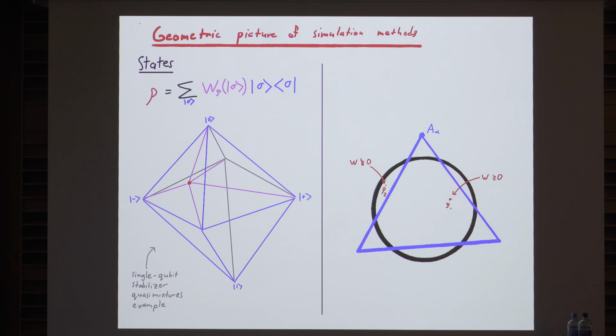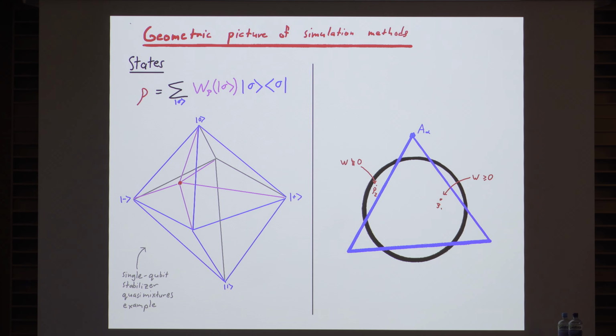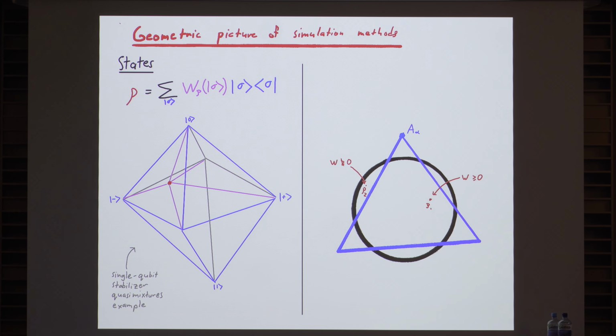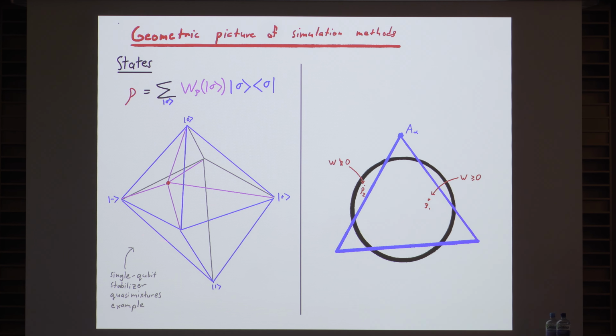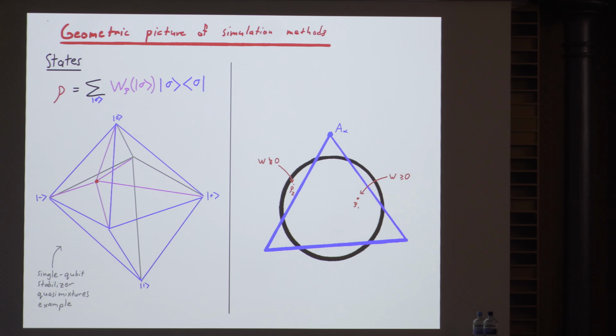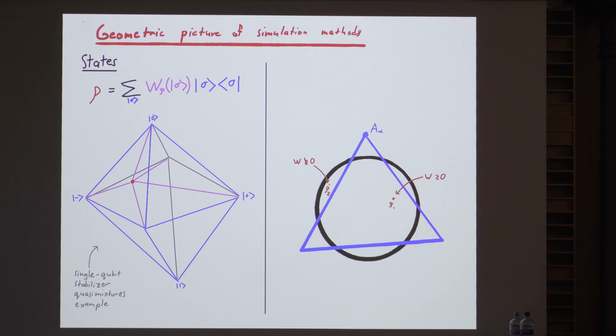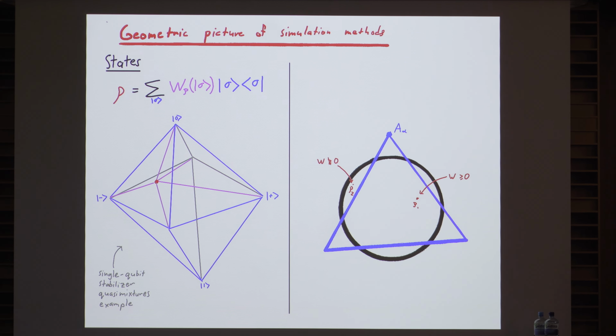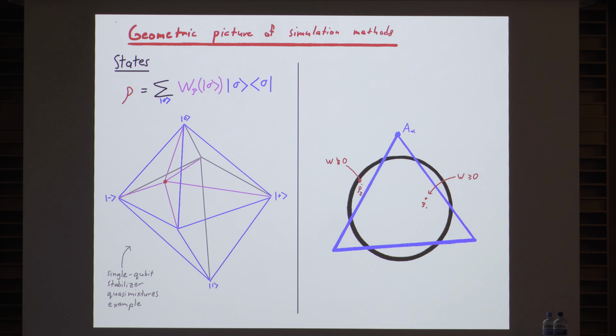Now, I promised a more geometric intuition for what's happening here rather than just this abstract picture. Here's an example of what the simulation algorithm looks like for the case of stabilizer quasi-mixtures. So maybe I'm getting a bit too ambitious with my drawing. I tried really hard to draw an octahedron here. This is supposed to be the set of single qubit stabilizer states. So you got a 0 state, 1 state, plus state, so on. The vertices are stabilizer states.